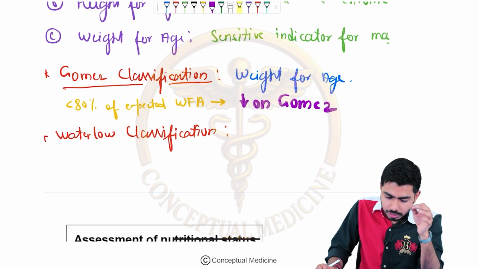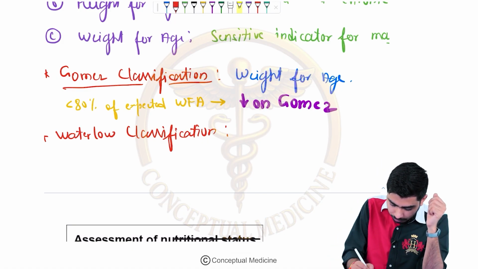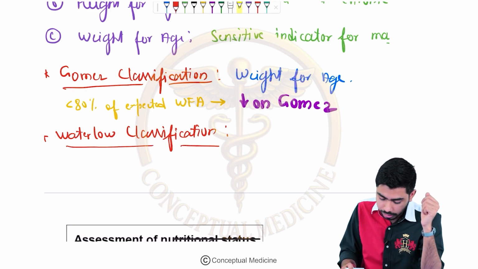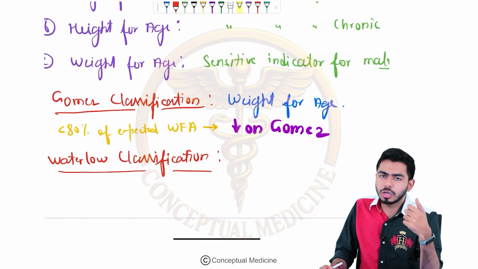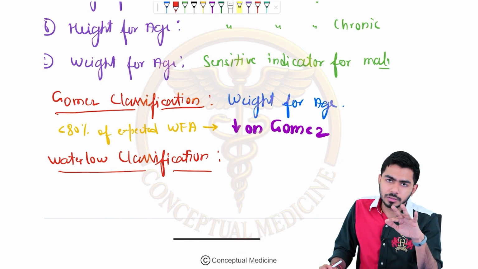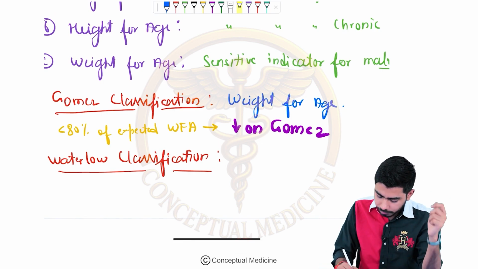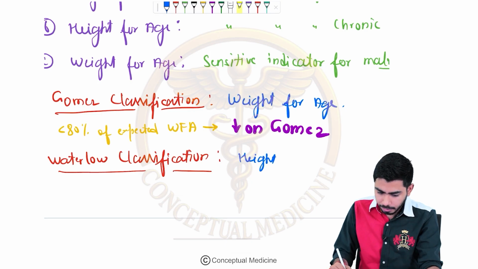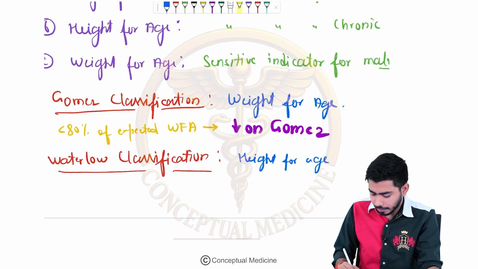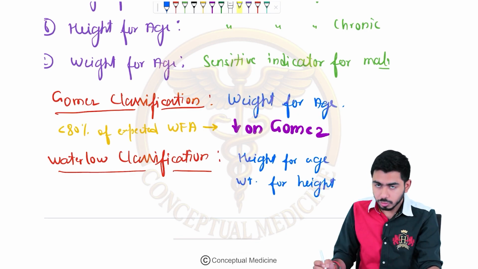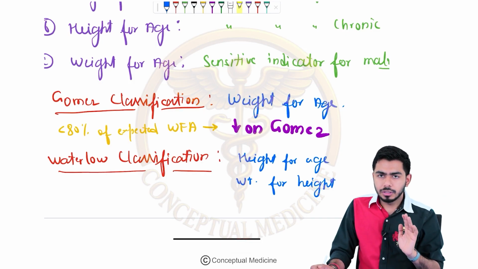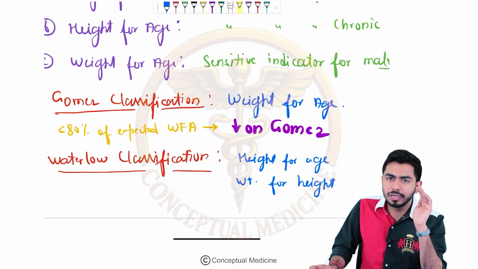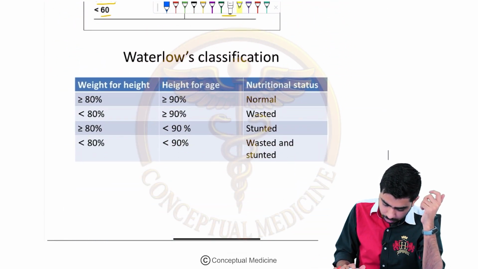Okay. The second parameter is the Waterlow classification. Waterlow classification is talking about both acute and chronic malnutrition. It means we will be talking about height for age and weight for height, these 2 parameters. Let me write them as well. So these 2 parameters, they are saying that if it is less than -2 standard deviation, let me talk about this over here.